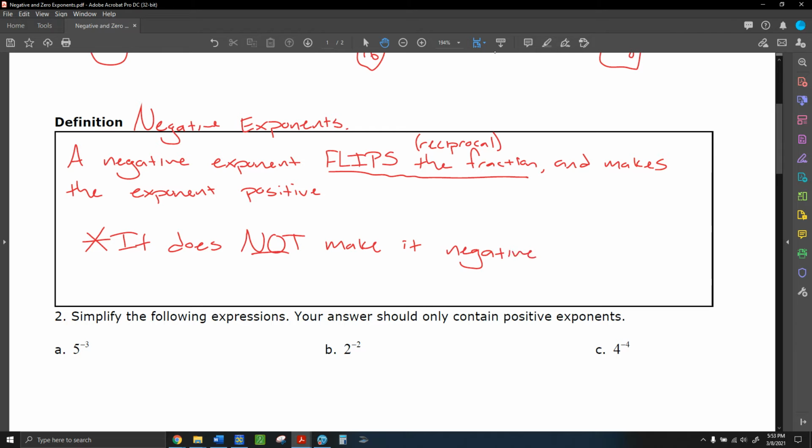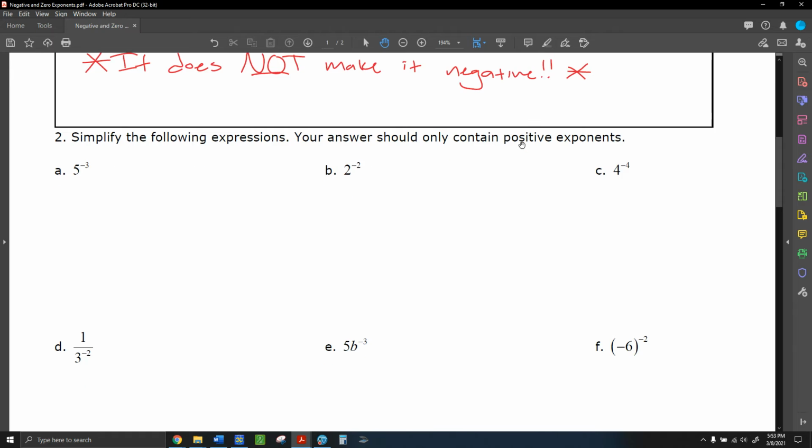A lot of students will make this mistake. They'll use the negative exponent and then make that term negative. It does not make that term negative. So let's go ahead and simplify these.